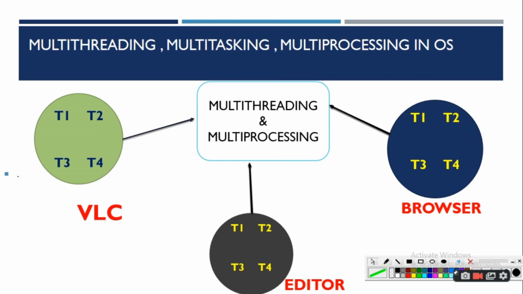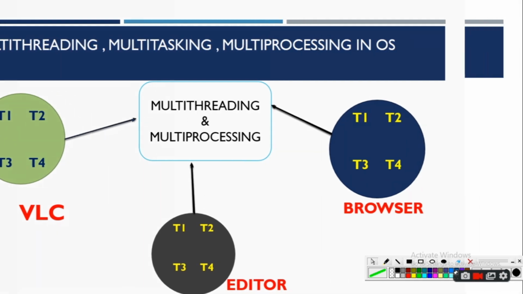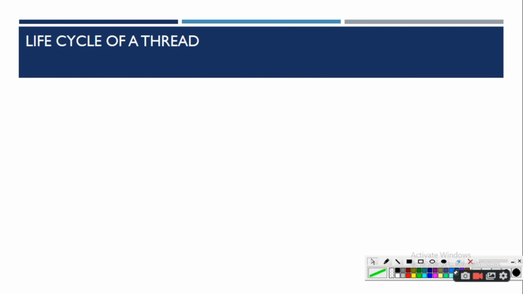All right guys, now it's perfect. Now we have seen all these things. So guys, now let's see the life cycle of a thread. Let's see when a thread is made, and after creating, how many stages and phases a thread passes through and how it is terminated later on.